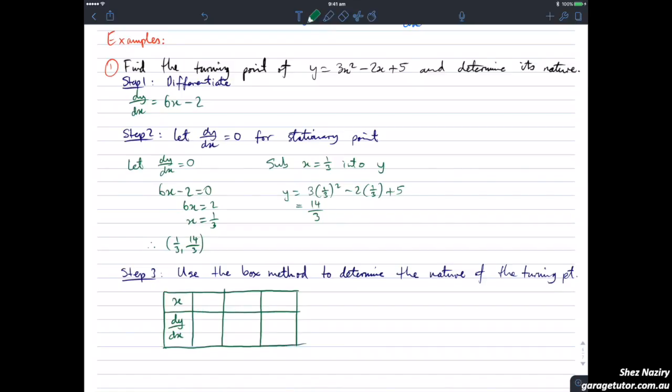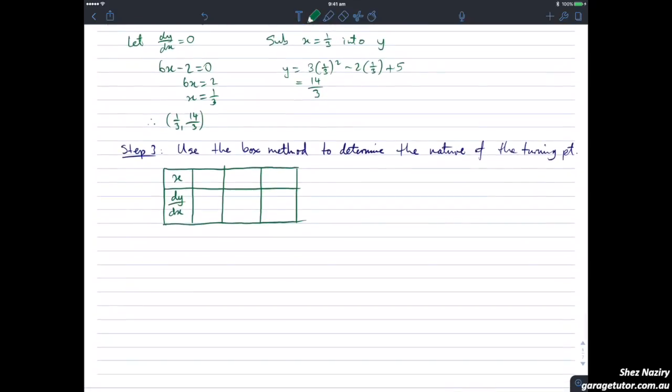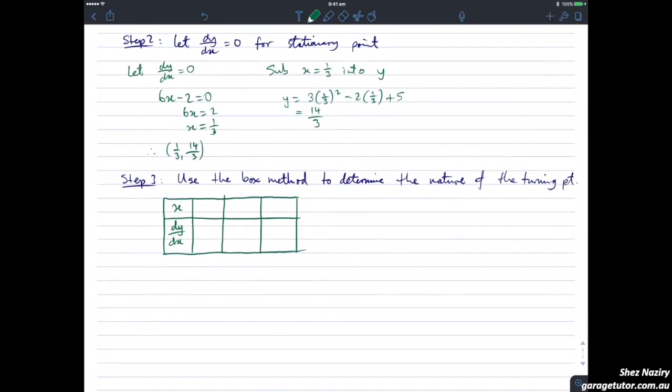Okay, now guys, this is very important. Pay attention. What I need to do here, what was my stationary value? The x value. 1 over 3 right here. Now guys, what I need to do is choose a number above 1 over 3 and below 1 over 3. 1. Very good, who said 1, 0? You think like me.